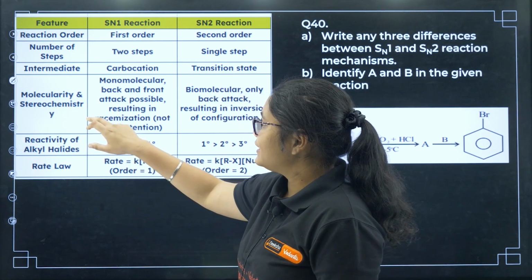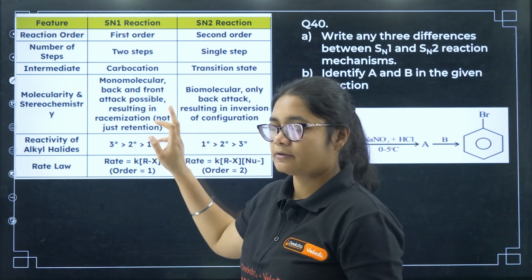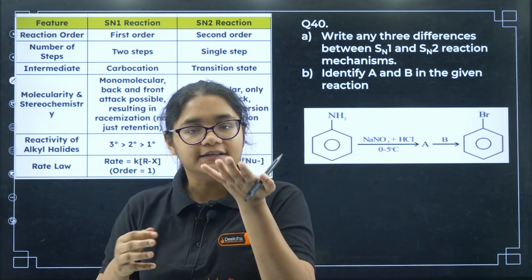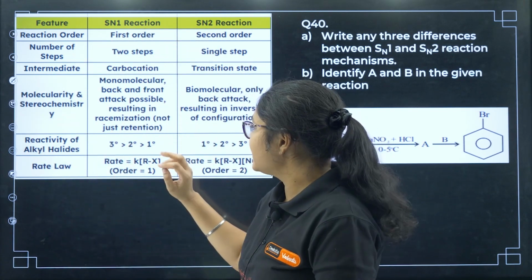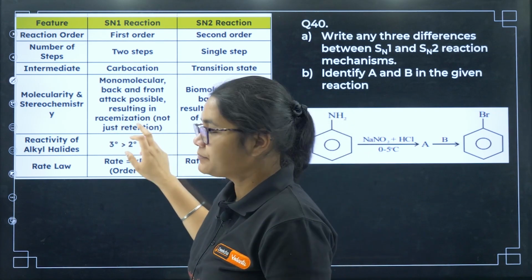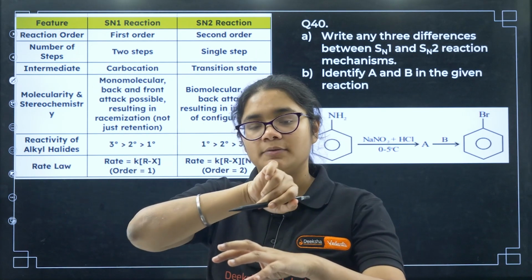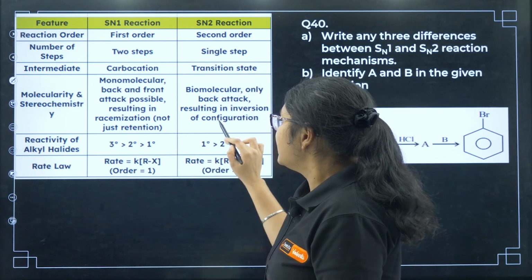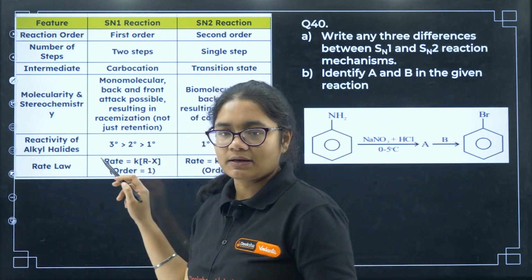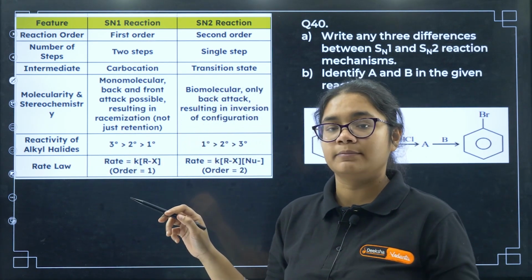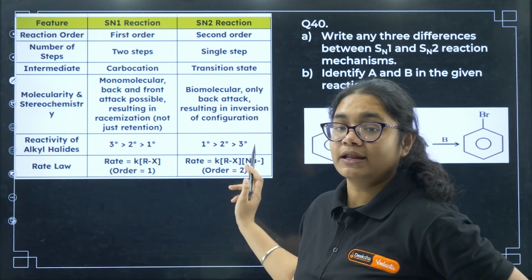Here we have molecularity, monomolecular, and the back and front attack is possible because once the carbocation is formed, it is a planar molecule. Now the nucleophile can attack from the front side also, back side also. So that is why it can have racemization. But here it is a bimolecular attack, and the attack is always from the back side and the product is always an inversion in the configuration. Next, reactivity: it is 3 degree, 2 degree, 1 degree because the carbocation is formed here. So a more stable carbocation is required and 3 degree is very stable. Then here we have 1 degree, 2 degree and 3 degree.